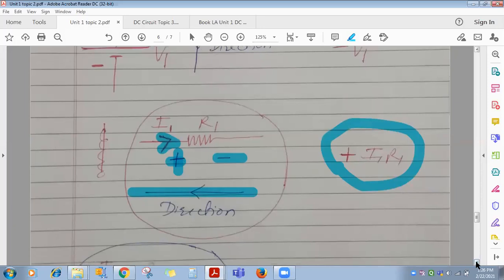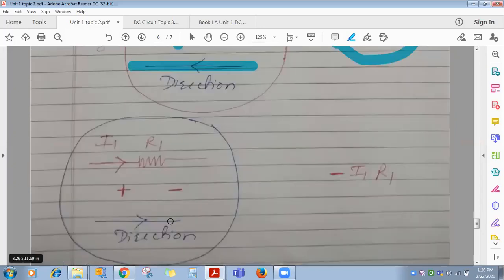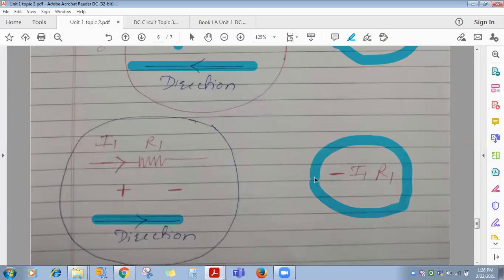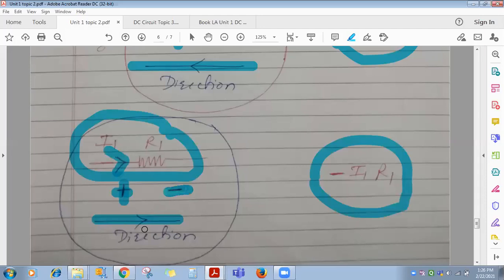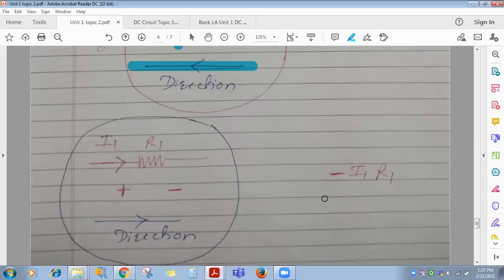So the reverse, higher to lower, is negative. Now see the same thing. R1 is the resistance the current is flowing through. It is I1, the current entering this terminal. That's why the polarity of voltage drop across it is positive at this terminal and negative at this terminal. The loop direction given here is forward, so you are moving from higher to lower potential. That's why it is a negative voltage drop.